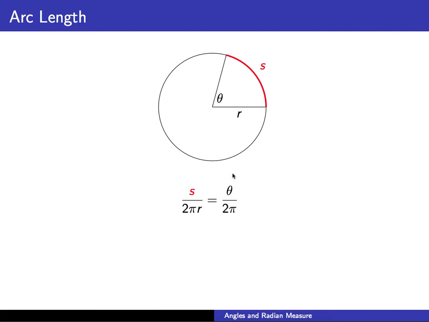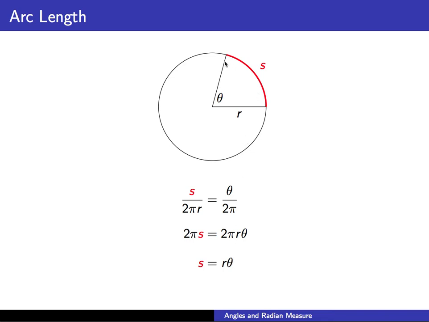In this, theta is in radians. If you're given theta in degrees, you can convert it to radians, or you could just do whatever this is out of 360 degrees. But the formula will involve theta in radians, so we're going to stick with this. So we have s over 2 times pi times r equals theta over 2 times pi. If we cross multiply, we get 2 pi times s equals 2 pi r times theta. Then dividing both sides by 2 pi, the 2 pi's cancel out, leaving us with s equals r times theta.